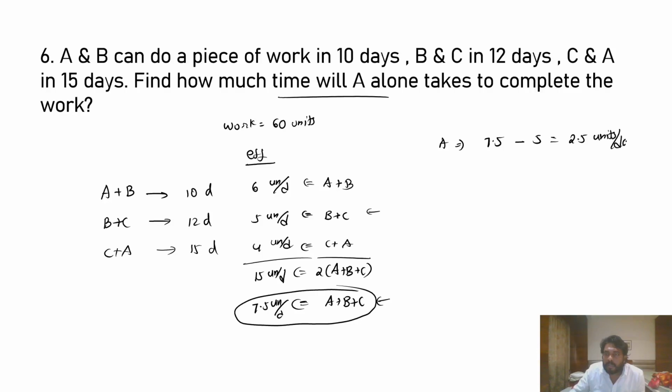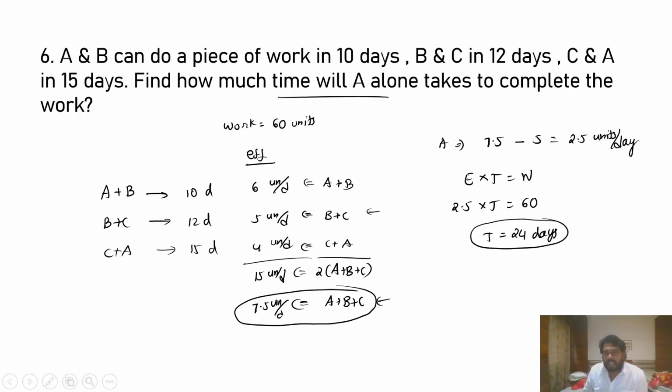So A is capable of doing 2.5 units in a day. Efficiency into time equals work. Efficiency is 2.5, time you need to calculate, and the work completed is 60. So how much time, guys? It is 24 days. And actually, here you need not calculate all these things.